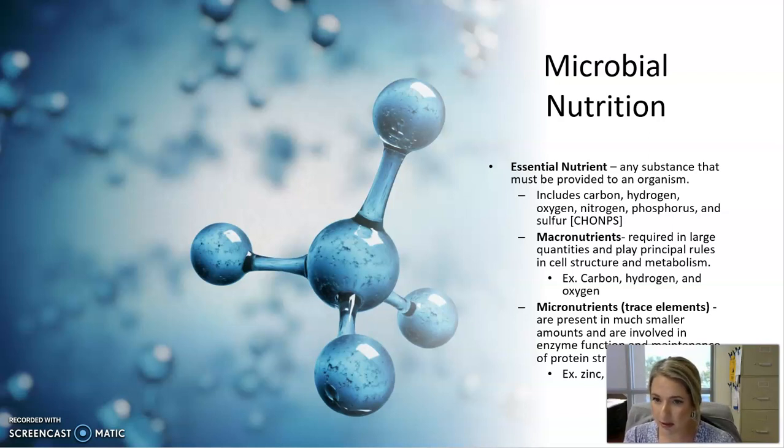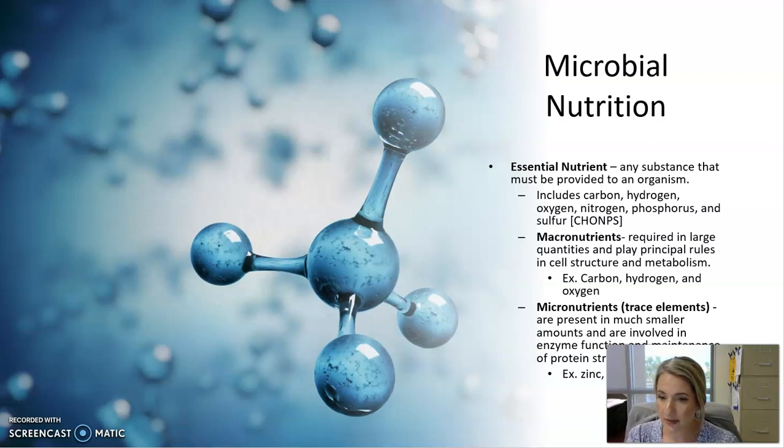These nutrients are considered essential nutrients. Essential nutrients are any substance that must be provided to an organism. The 6 essential nutrients that microorganisms need are carbon, hydrogen, oxygen, nitrogen, phosphorus, and sulfur, which is quite easy to remember if you just remember the acronym CHONPS.